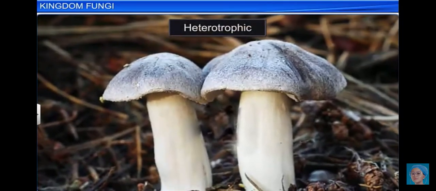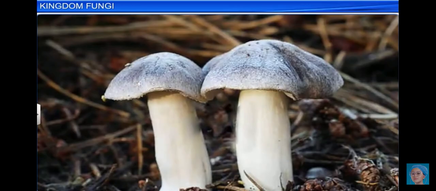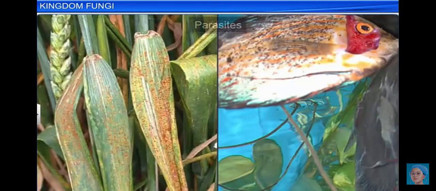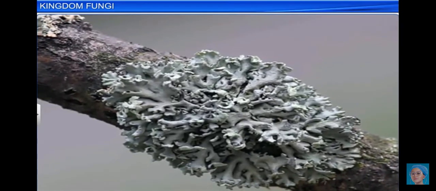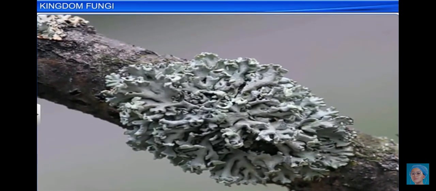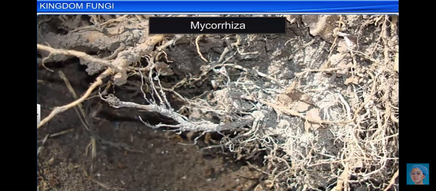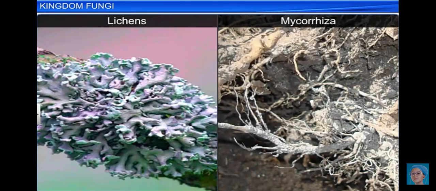Fungi are heterotrophic. Fungi that absorb organic matter from dead substrates are called saprophytes. Fungi which depend on living plants and animals are called parasites. Some fungi are associated with other organisms in mutually beneficial relationships. For example, fungi associate with algae to form lichens. Other fungi associate with the roots of plants as mycorrhiza. In both lichens and mycorrhiza, the relationship shared by fungi with the algae and the plant is called symbiosis.